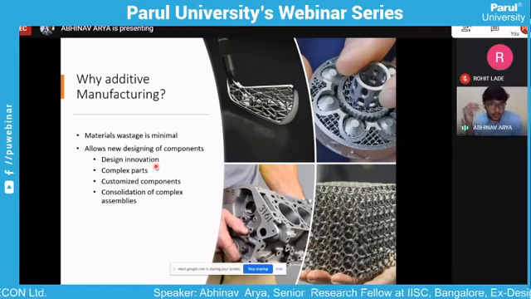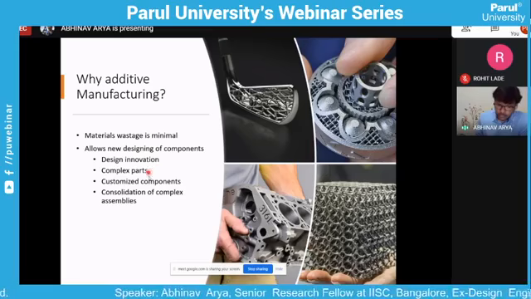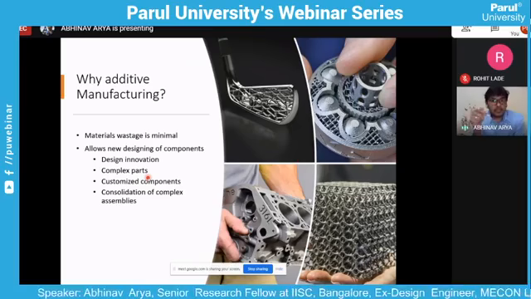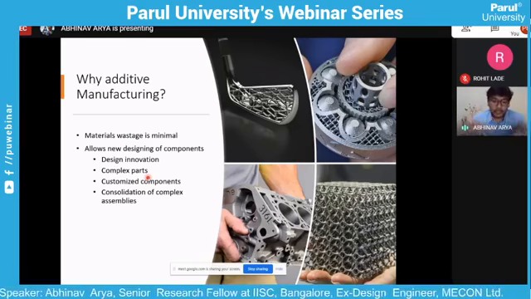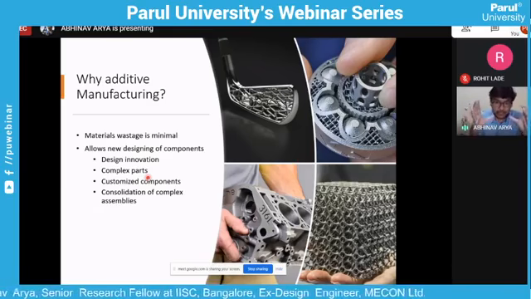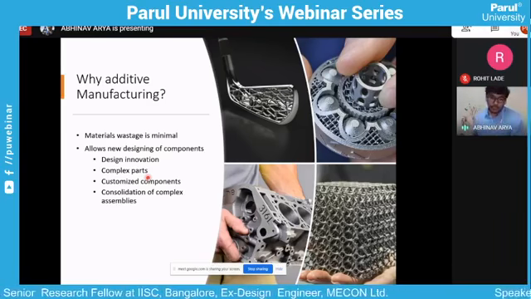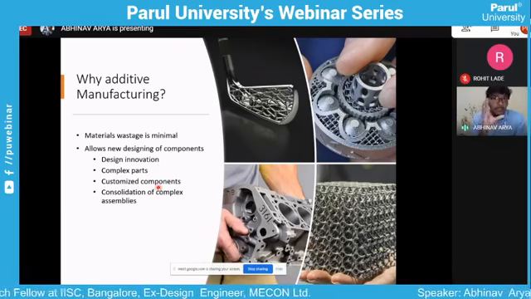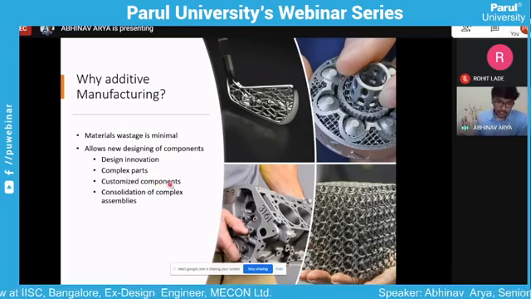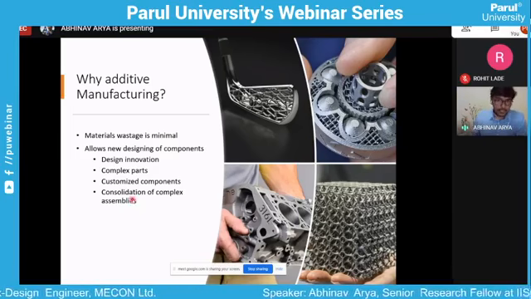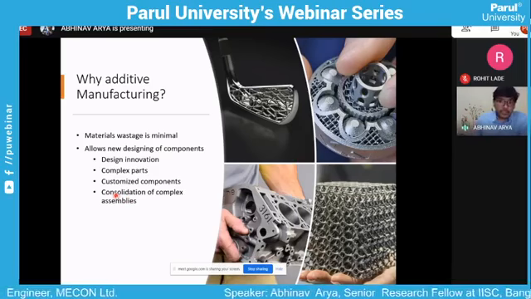We can think of designs which are much more efficient. Then we can also design complex parts. Usually there will be many different parts that will be welded together, but since here we are making a single component, we can make a very complex part in a single piece. This also enhances the property of the component. Then we can use customized components, where at certain places we need certain properties, and at certain other places we need different properties. And the complex assemblies, where different parts are joined together in traditional manufacturing, here we can have a single component.